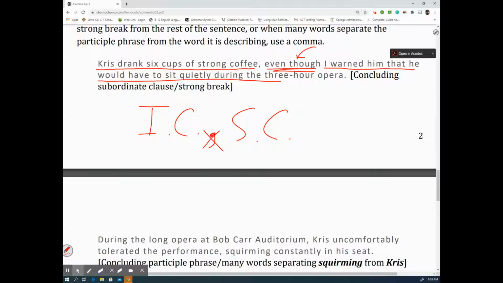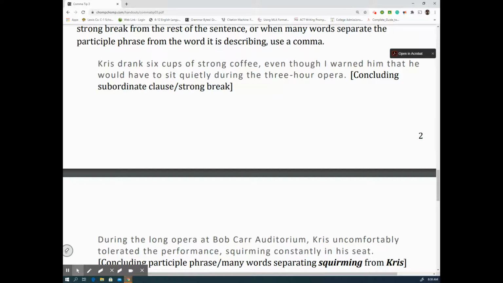Okay. However, they're asserting that this is a strong break, that it's completely changing what's going on in the sentence. So they say that you can use a comma here. Again, I would have a very difficult time trying to explain to you the difference between a strong break or when one's a strong break and not, other than probably writer intent.